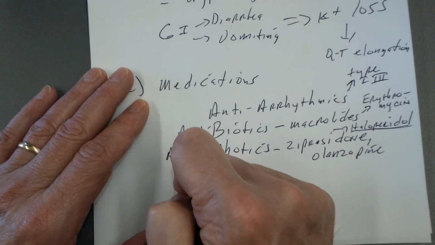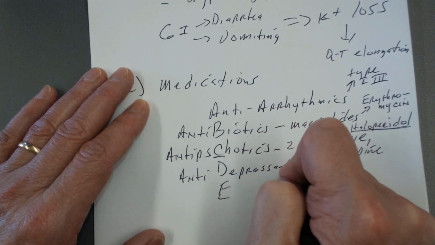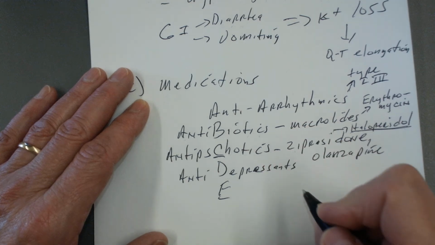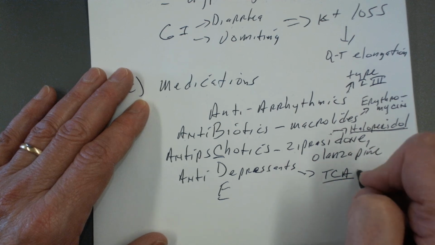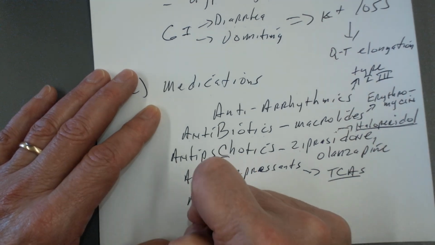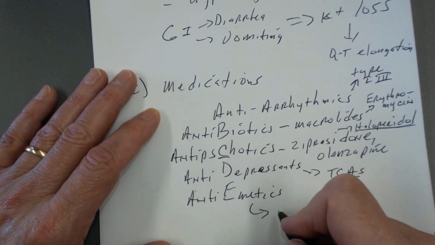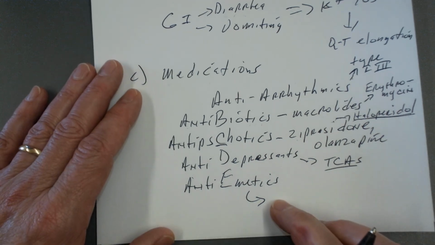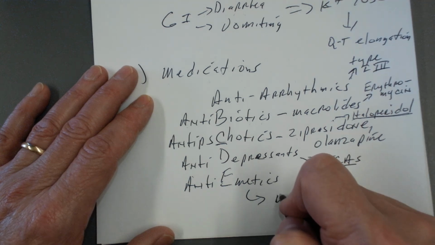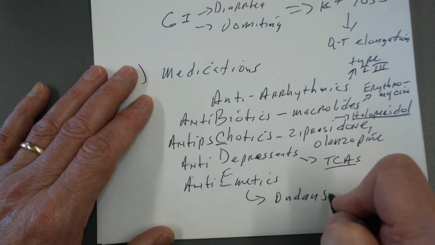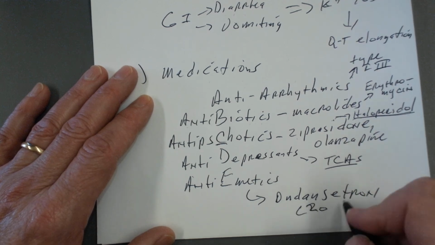The next D is for antidepressants. Biggest culprit here are the tricyclic antidepressants. And then E's are for antiemetics. And this would be your serotonin receptor antagonists, and that would be ondansetron. This goes by the trade name of Zofran.